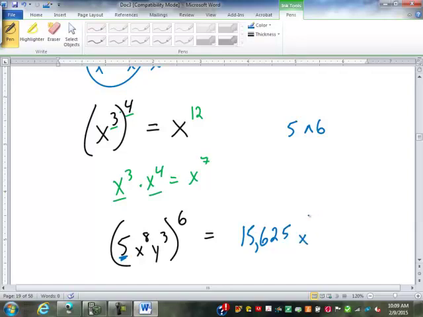X to the... would it be 48 then? 48. Very good. Then we multiply the powers. 8 times 6 is 48. Y to the 18th. So the powers do get multiplied, but the number itself, the 5, still has to go to that power of 6. So 5 times 5 times 5 times 5 times 5 times 5.